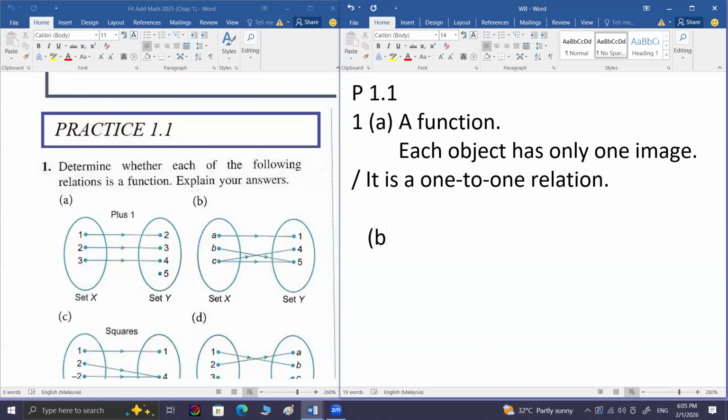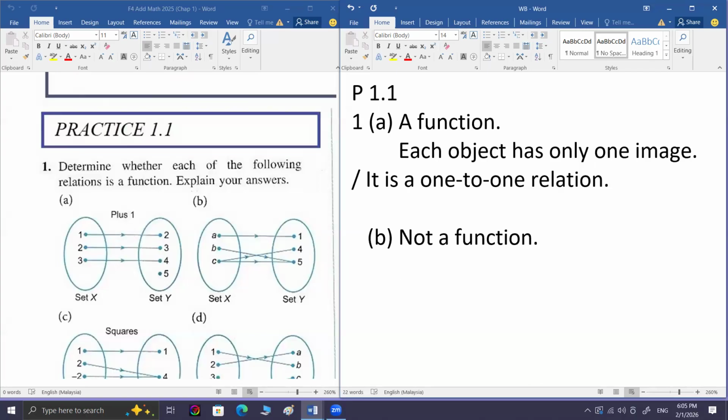Okay, class, we go to B. Is it a function? Just look at B. Imagine the left side is the object, maybe three people there. So is it a function? No. Why? C has 2 images, right? Cannot. Like, let's say you are C, you can't move to 2 places at once, right? But you don't use the words 'move to two places'; this is just an example. So you write down: not a function.